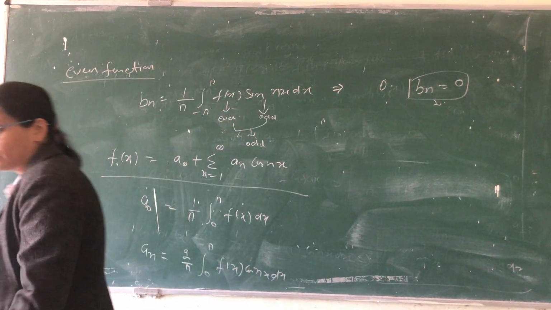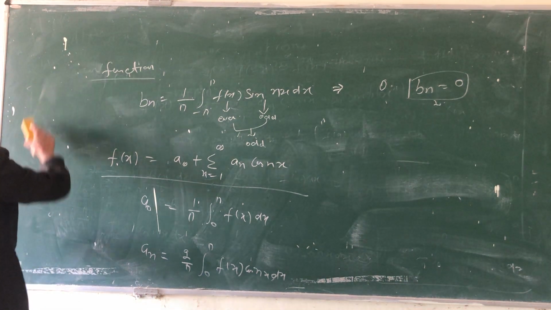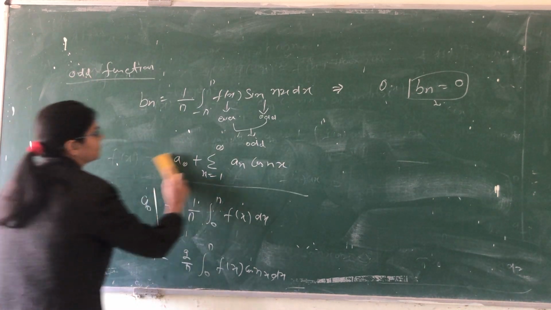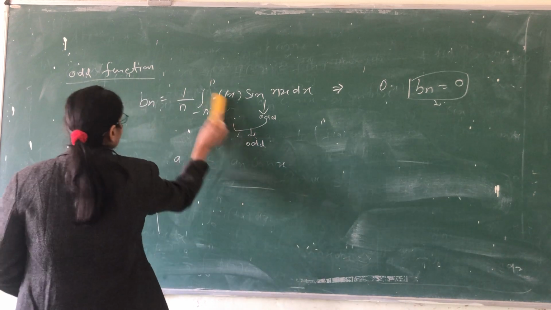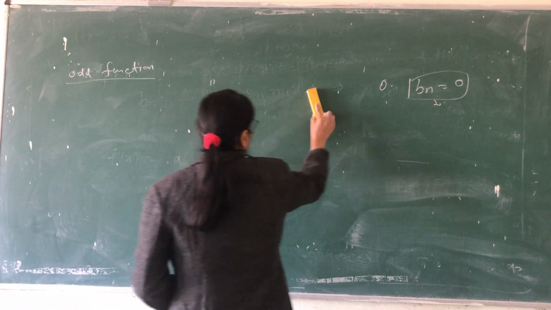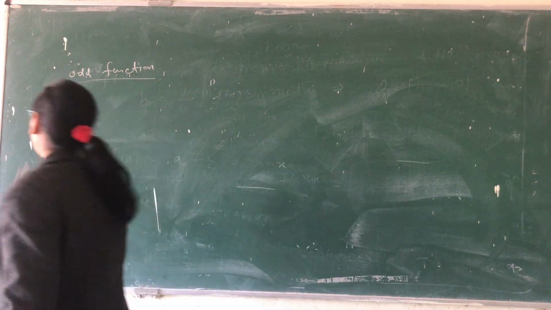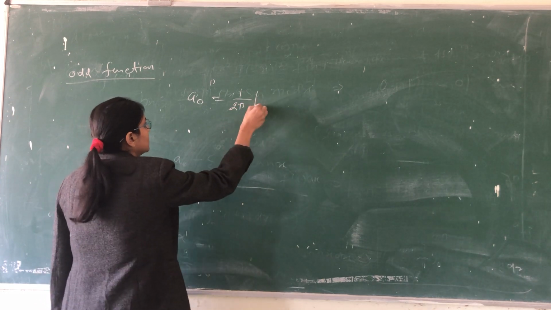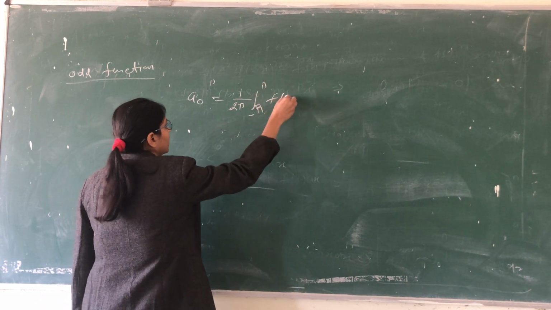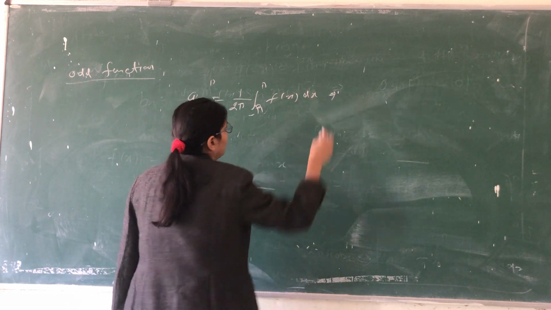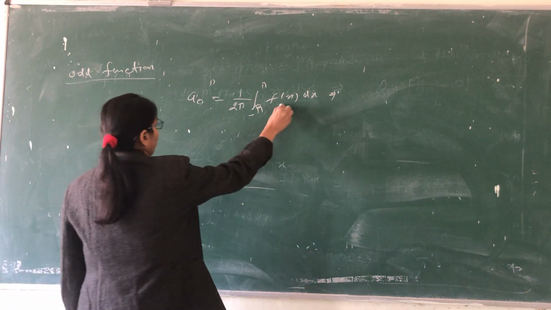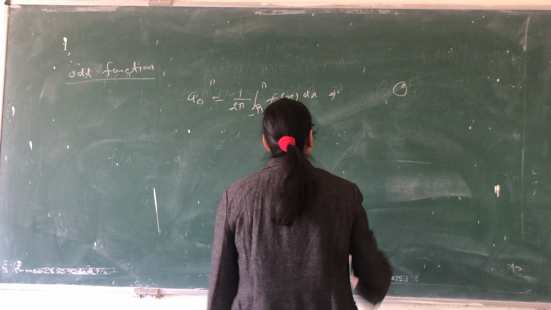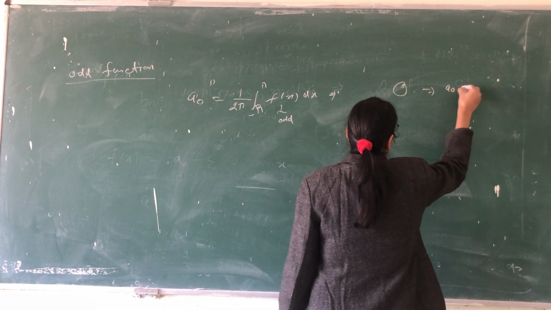Similarly, if the function f of x is an odd function, then in that case what will be there? With the odd function, what is your a0? a0 is given by 1 upon 2 pi integral minus pi to pi f of x dx, which is 0, so we will get here a0 equals 0.